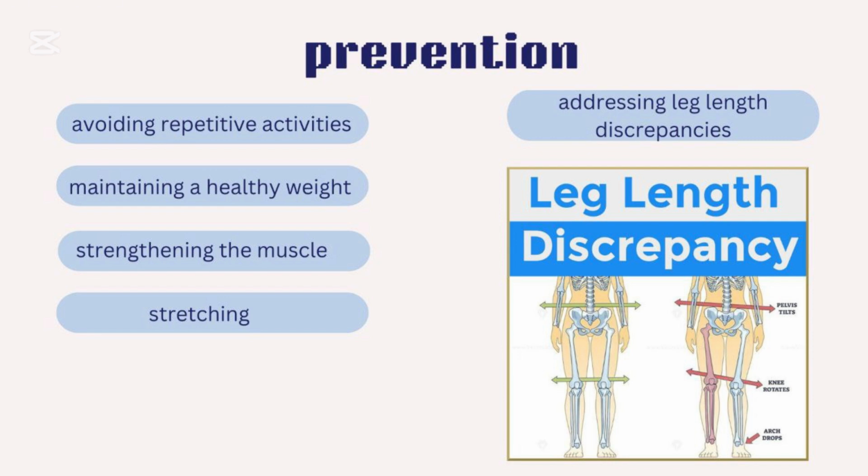Maintaining a healthy weight. Excess weight puts extra strain on your joints, including your hips. Next is strengthening hip muscles. Strong hip muscles can help stabilize the joint and reduce the risk of bursitis.